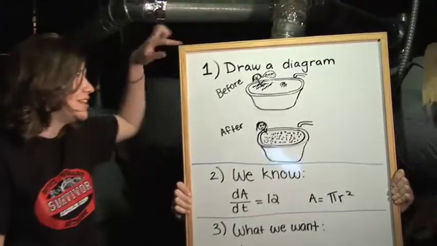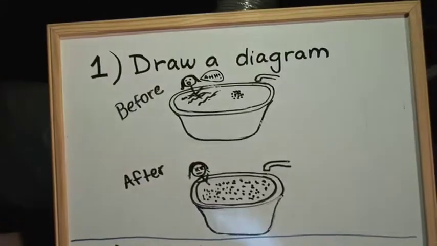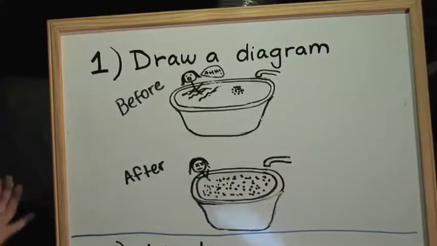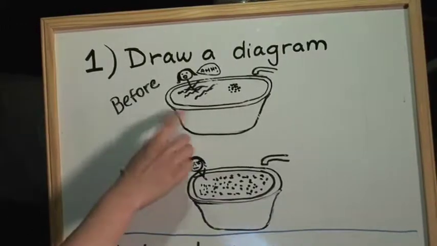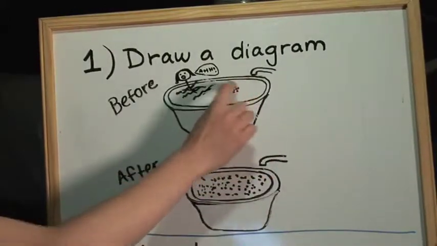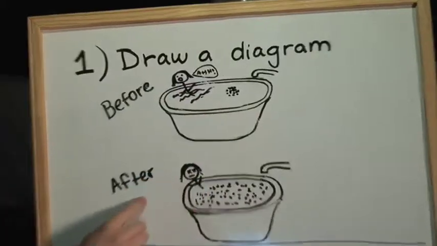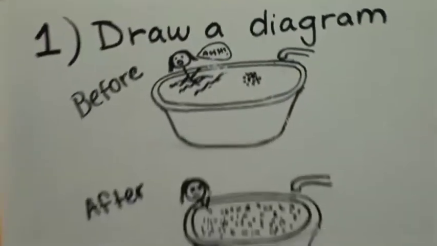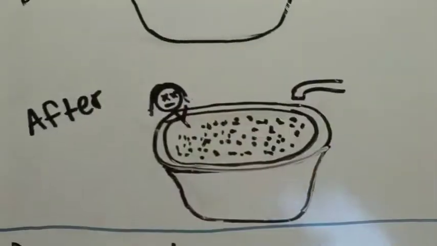So first, we're going to draw the diagram. And my lovely assistant, Jill, who is also my sister and Bill Rye's ex-girlfriend, drew a diagram for me already. So before, we have the bathtub with a little colony, and there's me, scared. And then here we have after the bacteria has grown after a while, there's me dead, there's lots more bacteria.